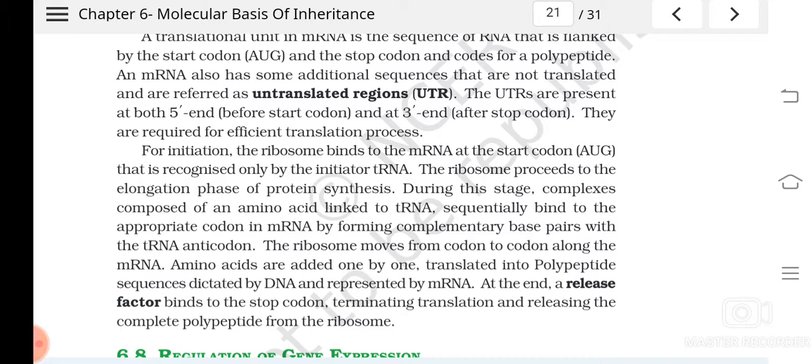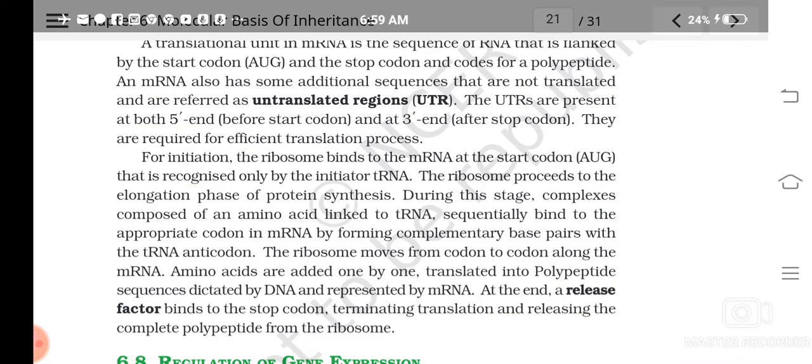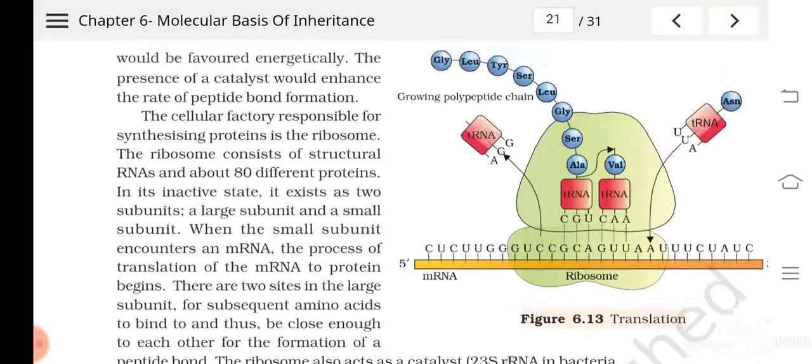The process of translation initiated. So ribosomes, what do they have? They have RNA as the structural units. It means ribosomes consist of structural RNAs and about 80 different proteins. This is the reason why I said RNA functions as a structural component also, isn't it? So ribosomes are made up of RNA and proteins. Understood? Here you get the example where RNA is acting as a structural component also.